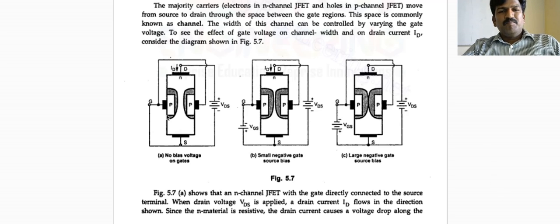Okay, the gate to source is negative, and the gate voltage is a little bit positive, a little less negative compared with the source. Then the depletion region will become less. You should understand the concept of the diode function.